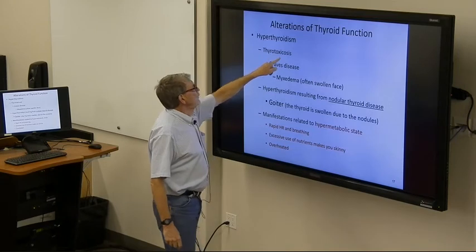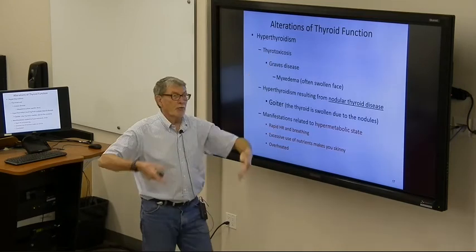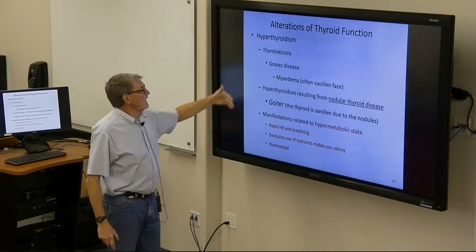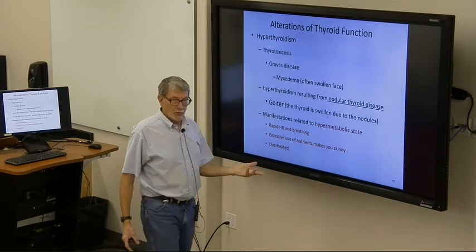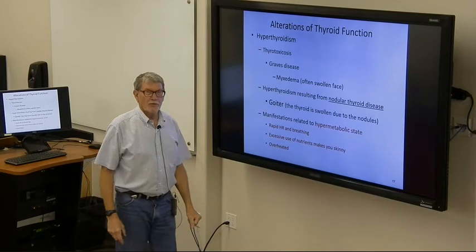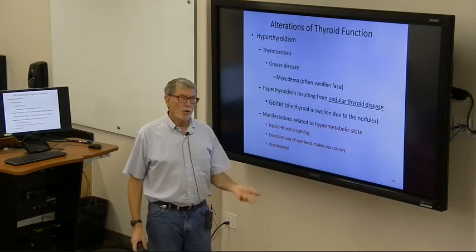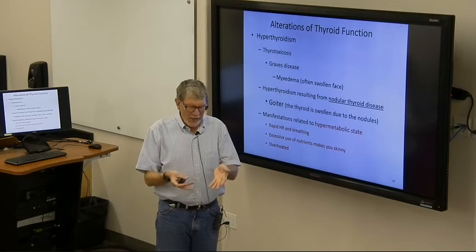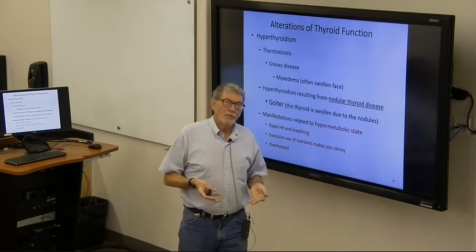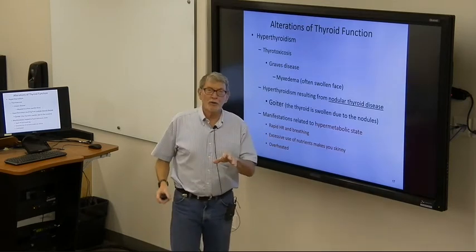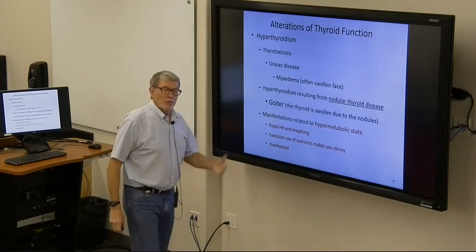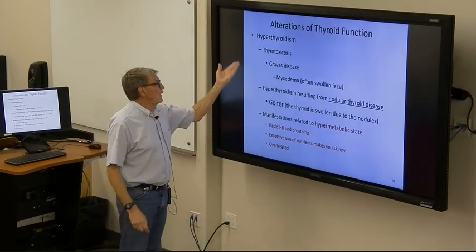Thyrotoxicosis means too much thyroid. Toxic levels of anything are too much. So thyrotoxicosis can come from a couple of different reasons. Graves' disease is an autoimmune disorder where antibodies actually attack the thyroid receptors on the thyroid gland and cause you to make too much thyroid hormone. They overstimulate it. So your own body is causing you to make too much thyroid hormone.